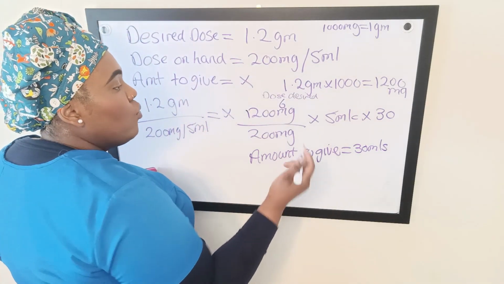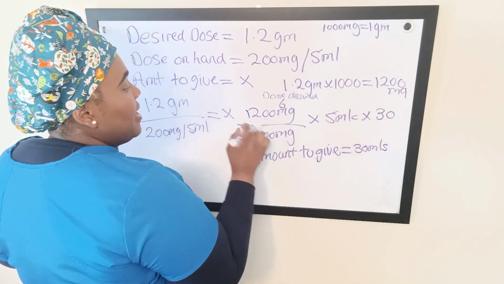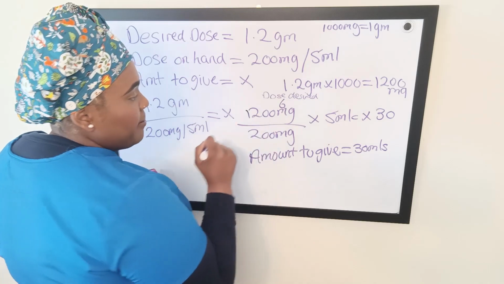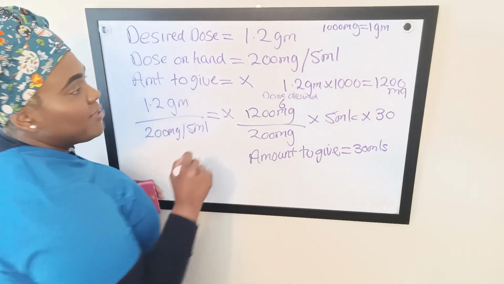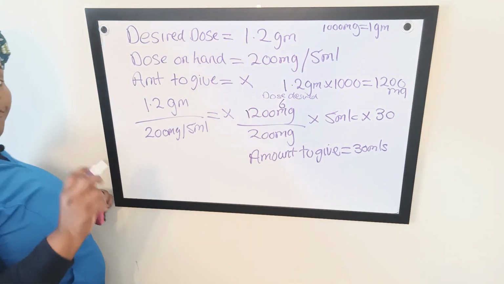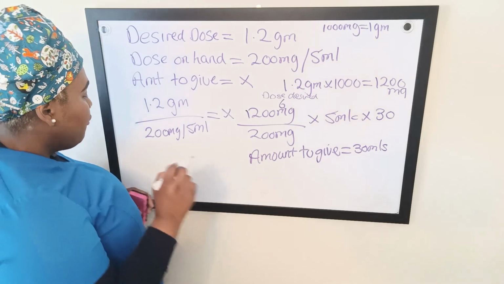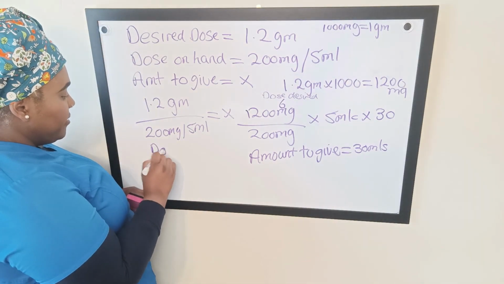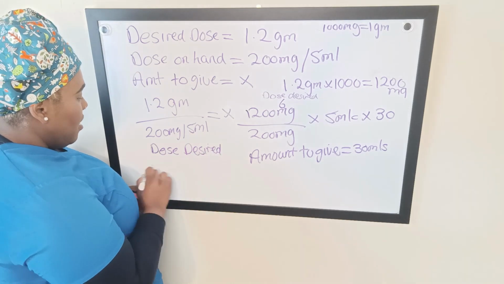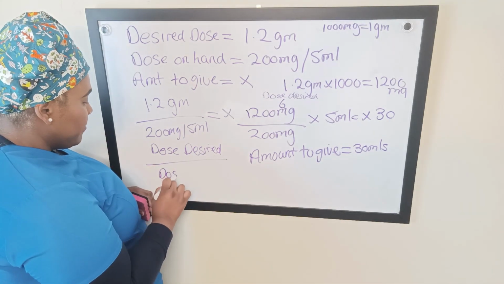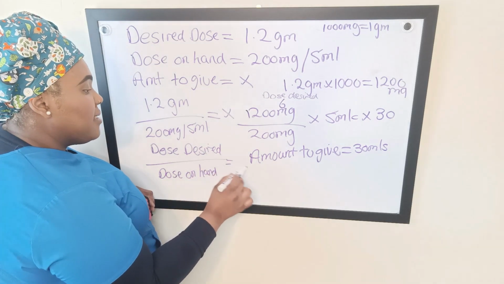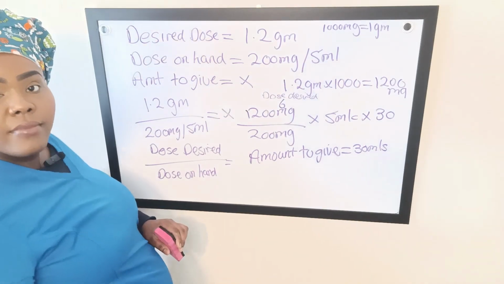Alright? And we know what 30 mils is giving us. 30 mils is giving us 1200 milligrams. Okay? So that's how you work this out. When you have your order, you always follow our formula. And don't forget the formula. The formula is dose desired divided by dose on hand equals amount to give. Okay?